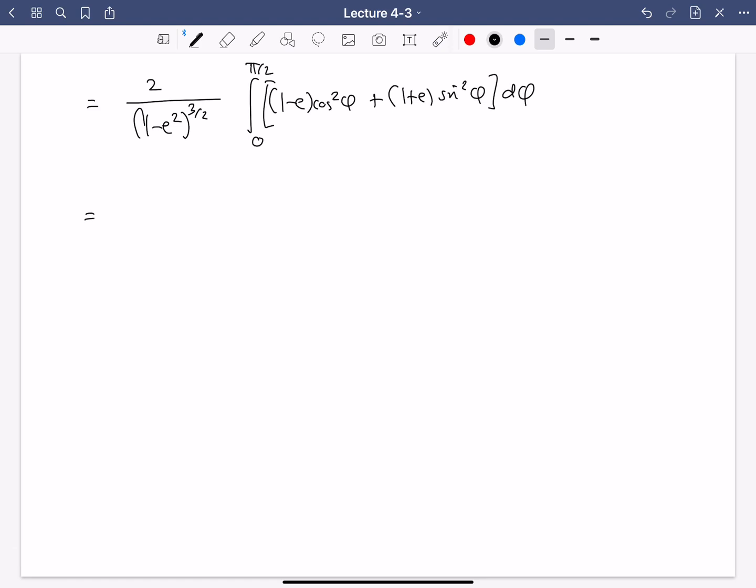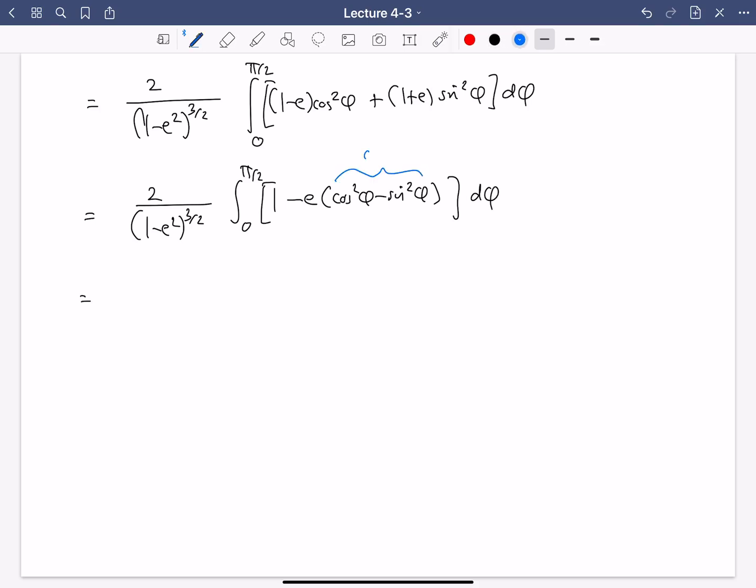Okay, now finally I think we can finish this off. You see, we've got this 1 minus e squared to the 3 over 2, which we were kind of expecting. So this is promising. What have I got here? The 1's give me a cos squared plus sine squared. And then I've got this e times cos squared phi minus sine squared phi, d phi. And this is cos 2 phi. So now I can integrate. And the 1 gives me a phi, and then I get an e over 2 sine 2 phi. And I just have to evaluate between 0 and pi by 2.